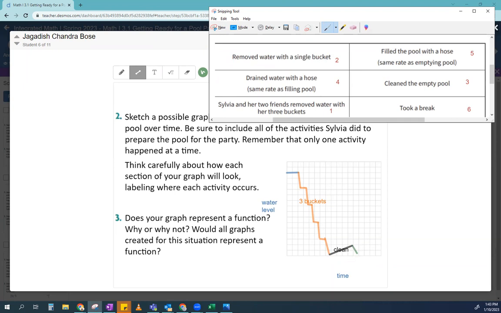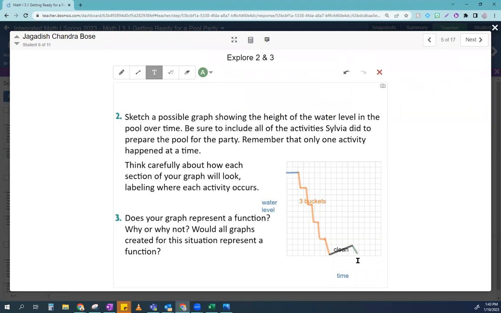The next thing is now we're going to fill the pool with the hose. And it says same rate as emptying the pool. So what do I need to draw next? Oops, I need to type this out. So this is drain with the hose. I'll put this one down a little bit here so you guys all know. So drain with the hose.